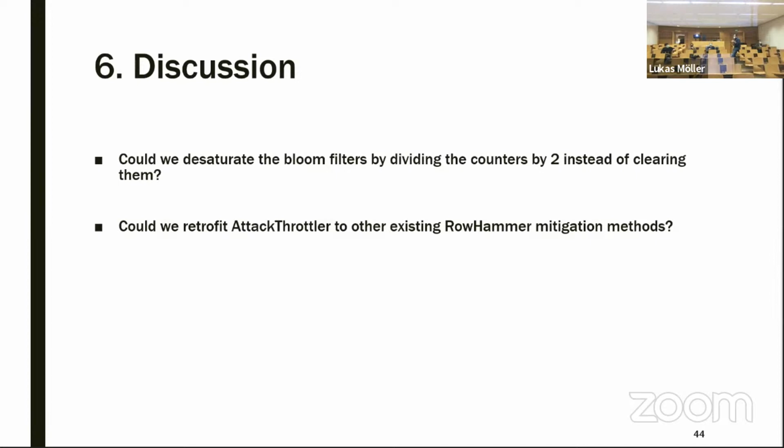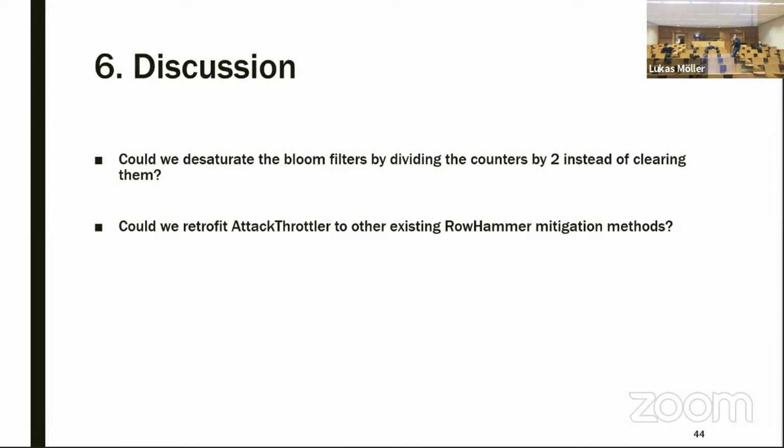So without reaching an RHLI value of 1, you cannot actually reach the RowHammer threshold to induce a bit flip. So if you reach the RowHammer threshold and induce a bit flip, that means it's guaranteed your RHLI is going to be 1 or larger. And when it is 1 and you have attack throttler in the system, then you do not allow any further requests from this thread. So it will not exceed 1.